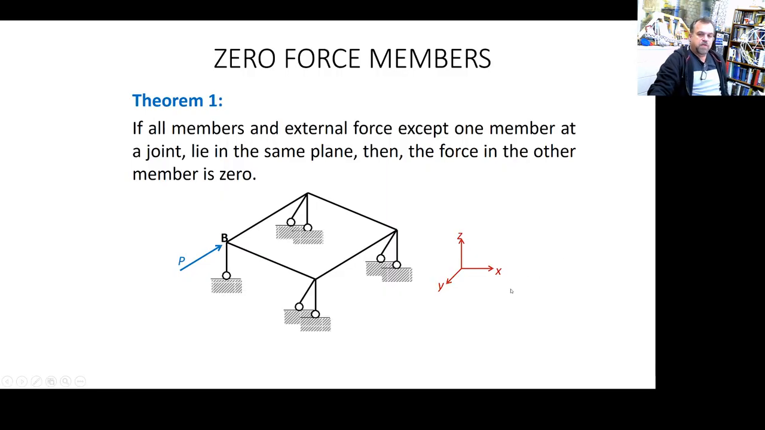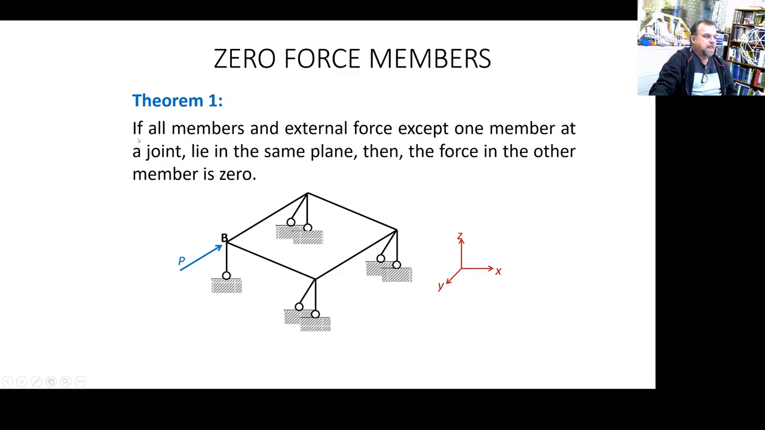Now, with zero force members in 3D, the situation is similar. There are two theorems or two rules. Some authors, some books, name up to seven rules. I will name only one, because it's only one rule if you want to see it, and from that rule and applying the rules from 2D, everything else comes. But let's summarize this in two rules or two theorems.